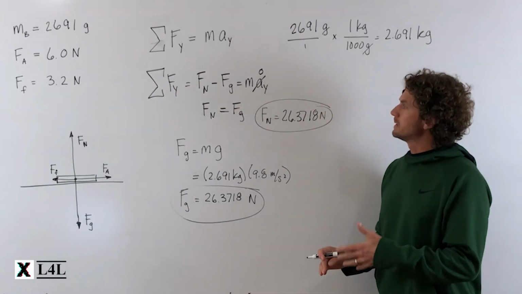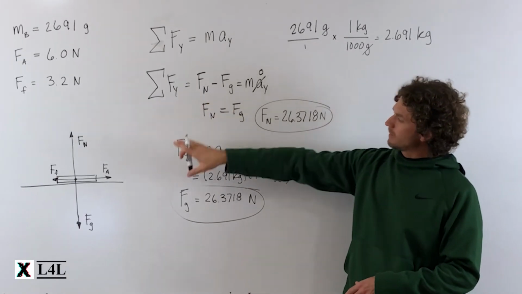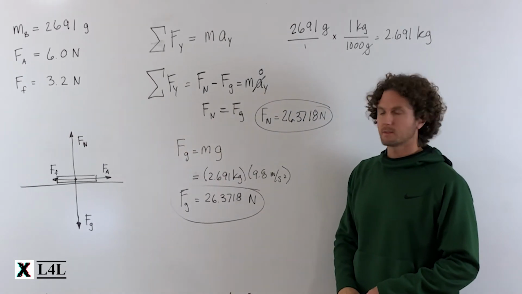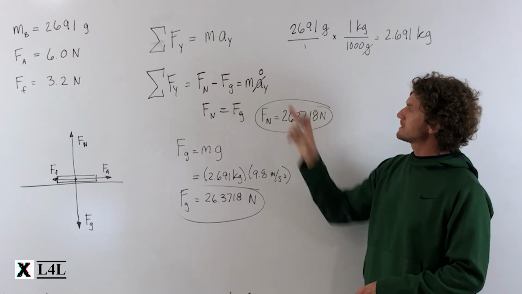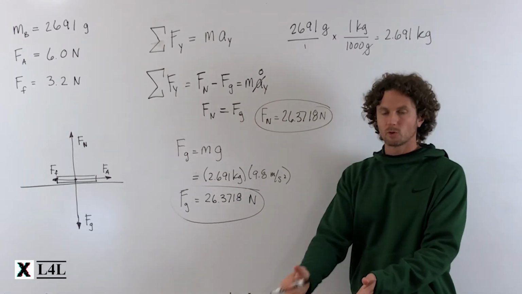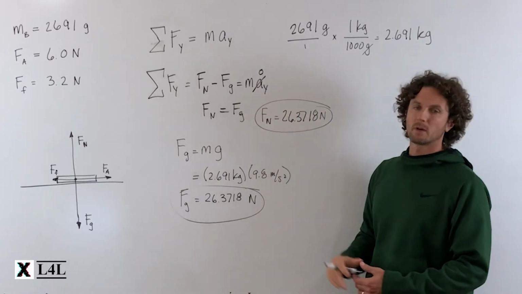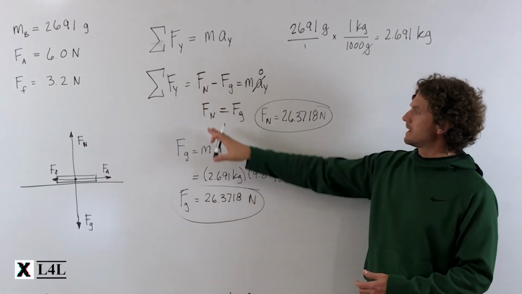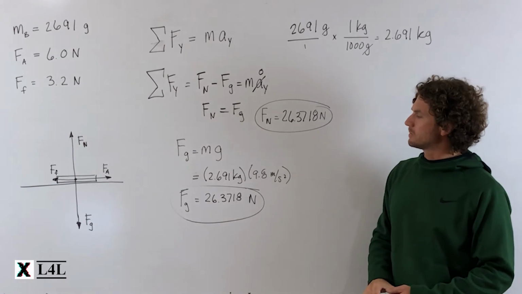So what we're going to do is sum up the forces in the vertical direction. When I look at this, the normal force is in the positive up direction, minus the force of gravity, is equal to the mass times the acceleration in the y. Well, the acceleration in the vertical is 0, so this whole side of the equation becomes 0. I can add the force of gravity to both sides, and I know that the magnitude of the normal force is equal to the magnitude of the force of gravity.